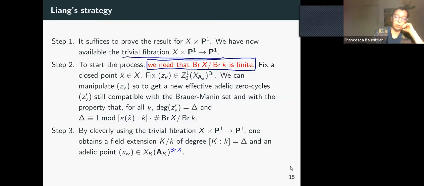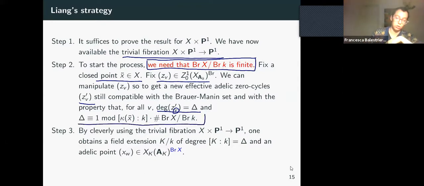The idea then is that you fix a closed point on X, and this will have some degree. And you fix some adelic point in this Brauer-Manin set. Then you do some manipulations, and you end up with some new adelic zero cycle, which is still compatible with the Brauer-Manin obstruction, and with the property that for each place v, the degree of this zero cycle is some delta, and this delta satisfies this nice congruence or coprimality condition with the degree of the fixed point and the size of this quotient of the Brauer groups.